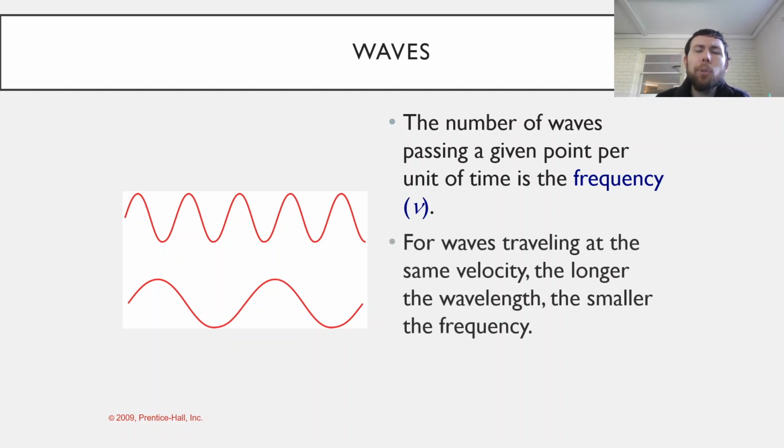For waves, specifically light waves, they travel at the same velocity. So the longer the wavelength, the smaller the frequency is going to be. The bottom wave is longer, so it has a smaller frequency. The wave at the top has a shorter wavelength, so it has a higher frequency. This shows us the inverse relationship between wavelength and frequency.